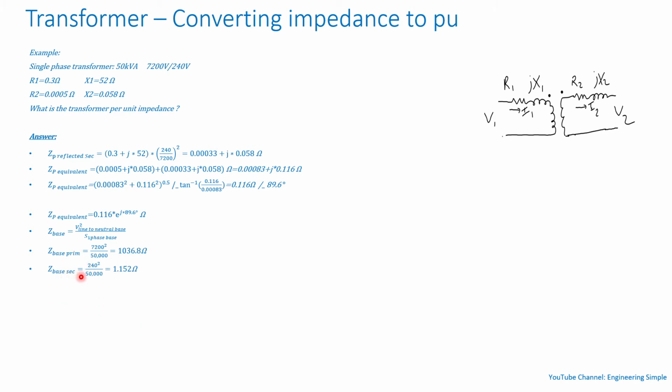On the secondary side, it's 240 volts squared divided by 50,000 VA. So it's 1.152 ohms. Because you have primary and secondary side, they have different voltages but the same kVA. That means they're going to have different base impedances.